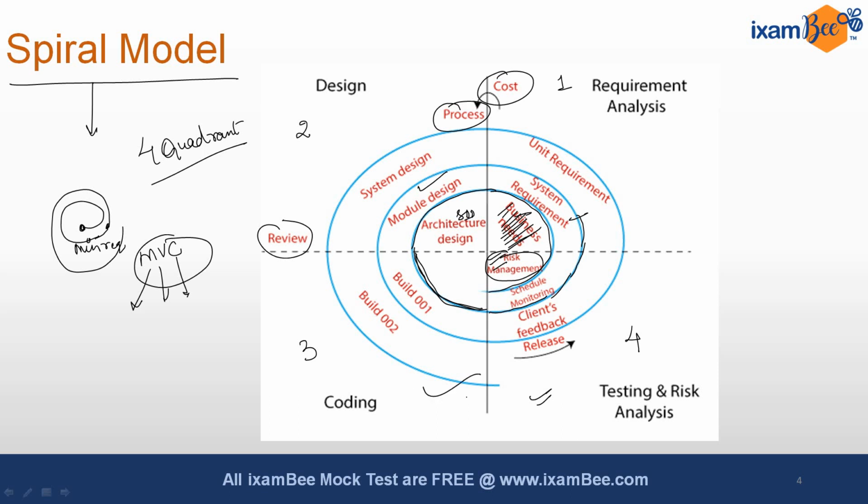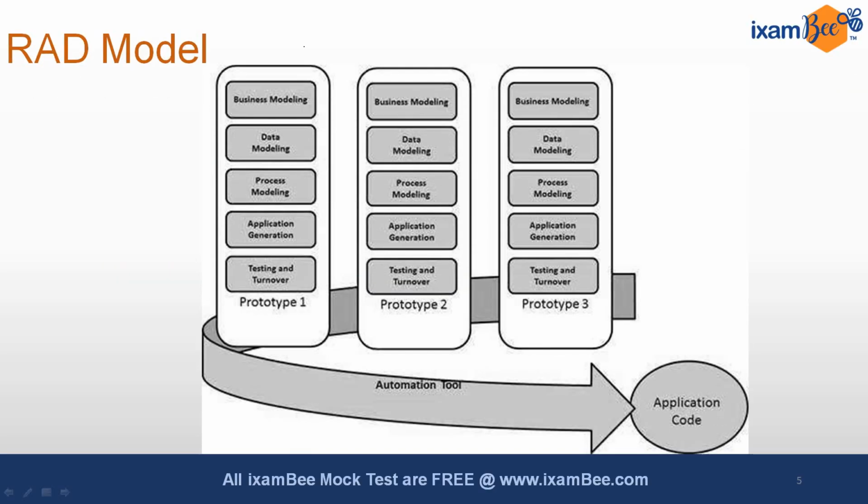And after the last particular code is done, the software is released, and then it is open for testing and risk analysis. So this was about the spiral model. The next model is the RAD model. RAD is a very famous model. It is used very much in industries.